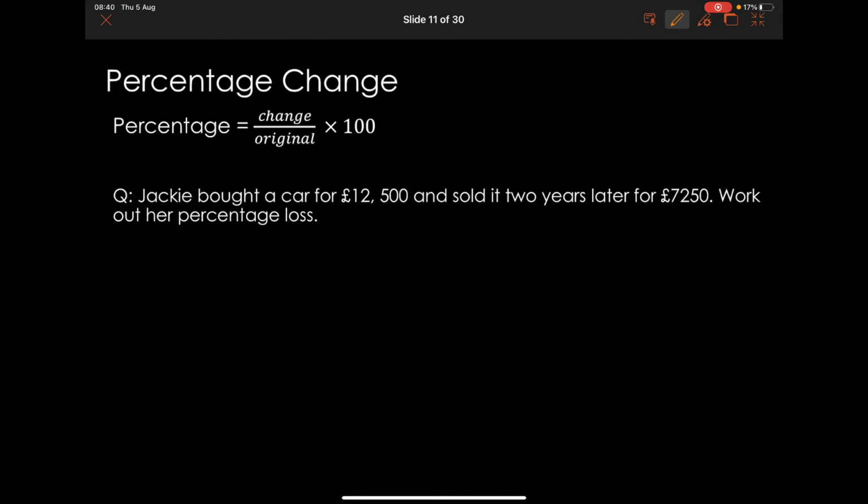Right, let's look at this example. Why don't you pause the video and have a go at this one, and then press play for the explanation. Okay. Jackie bought a car for £12,500 and sold it 2 years later for £7,250. So she's made a loss. Work out her percentage loss. So again, the first thing we need to know is the change. So the change is 12,500 minus 7,250. If you did that, it would give you £5,250.